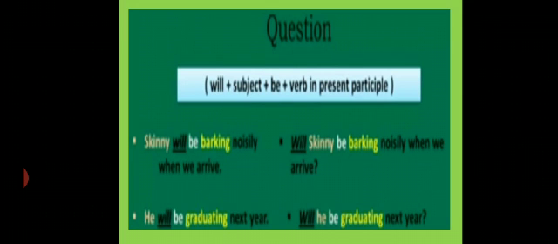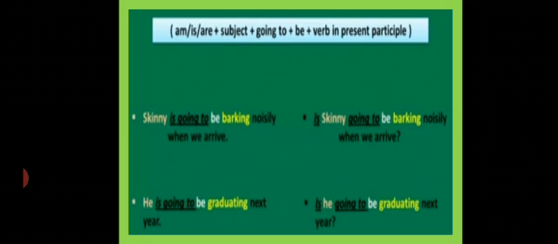In question sentences, the sentence structure will be will plus subject plus be plus verb in present participle. For example, will Skinny be barking noisily when we arrive, or will he be graduating next year? Okay, student, if we use is am are pattern, then the sentence structure will be same. Only am is are will be placed on the place of will or shall. Okay. For example, is Skinny going to be barking noisily when we arrive? Is he going to be graduating next year?